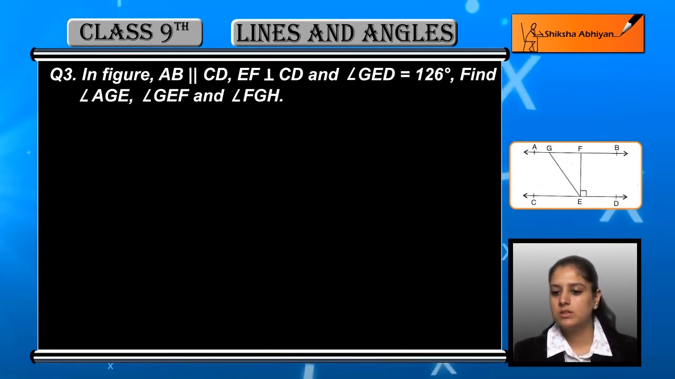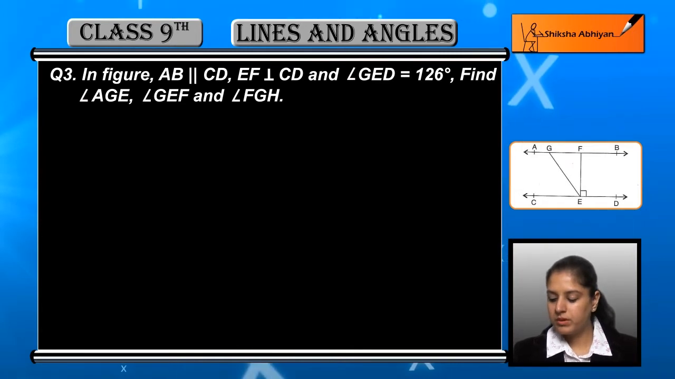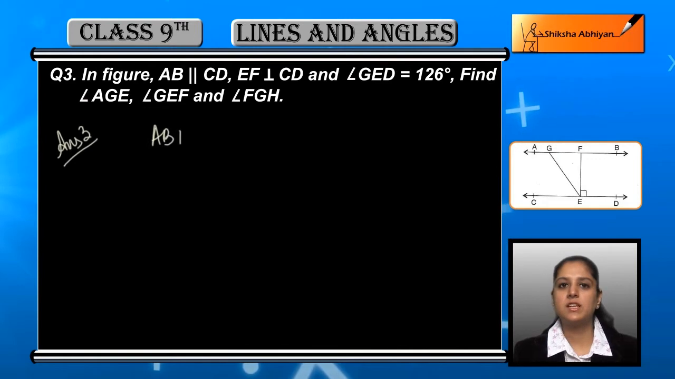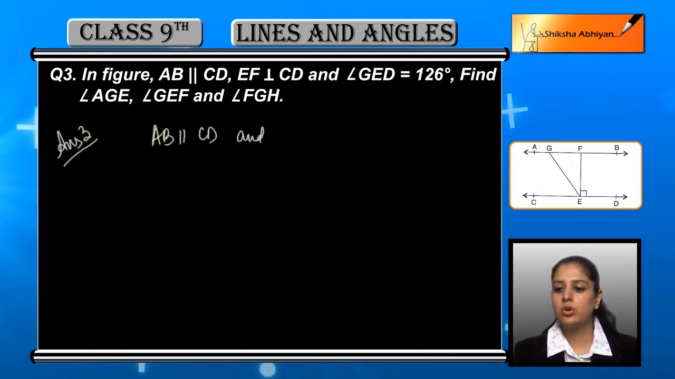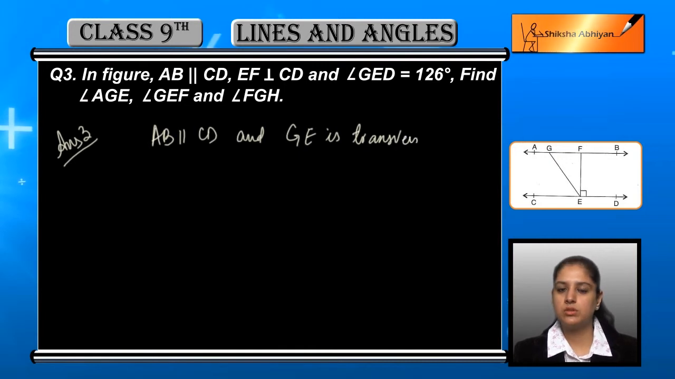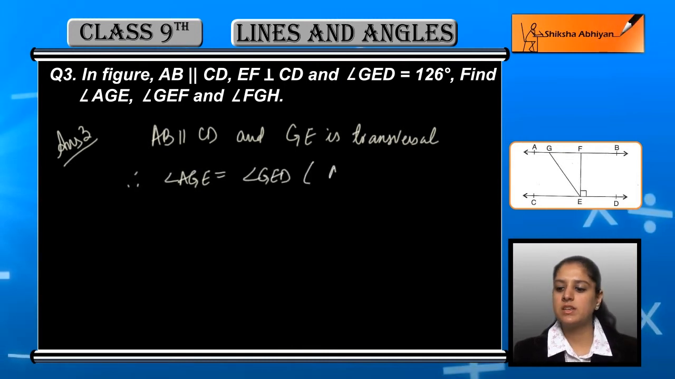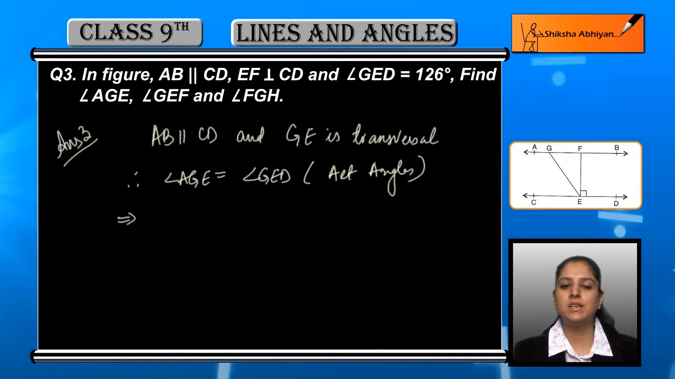Let us see how. सबसे पहले we have been given that AB and CD, they are two parallel lines, and EF और CD ये दोनों आपस में perpendicular हैं. So AB is parallel to CD and GE is the transversal of both these lines. So अगर दो lines हमें parallel given हैं और एक transversal given है, so इससे we can say that angle AGE is equal to angle GED because they are forming alternate interior angles.